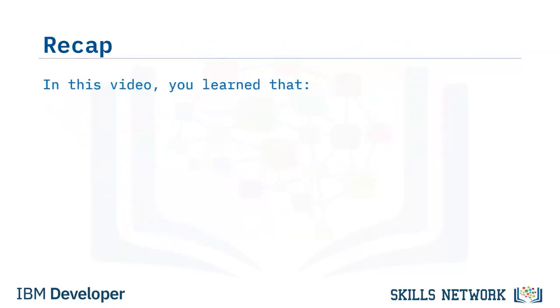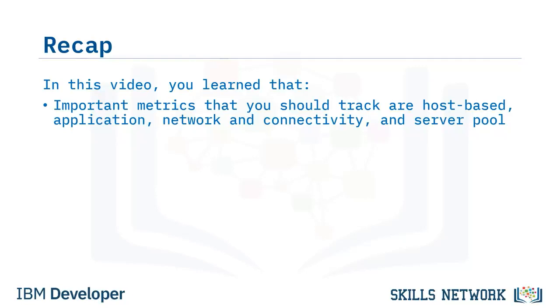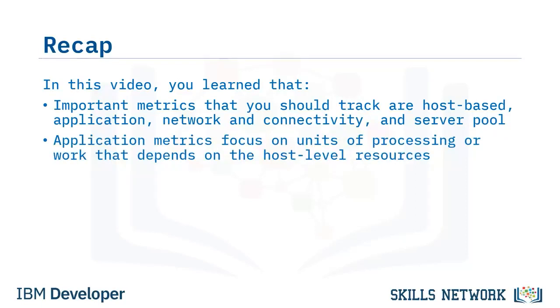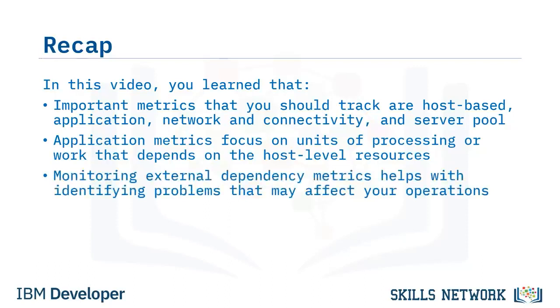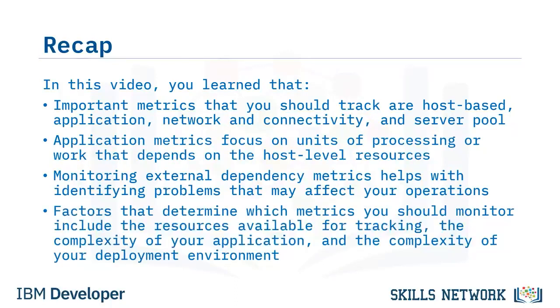In this video, you learned that important metrics you should track are host-based, application, network and connectivity, and server pool. Application metrics focus on units of processing or work that depends on the host-level resources like services or applications. An optional component you may choose to monitor is external dependency metrics, which help with predicting and identifying problems that may affect your operations. And factors that help you determine which metrics you should monitor include the resources available for tracking, your application's complexity, and how complex your deployment environment is.